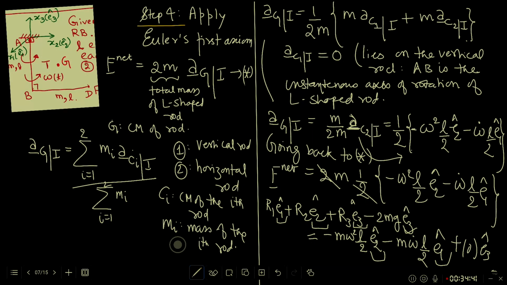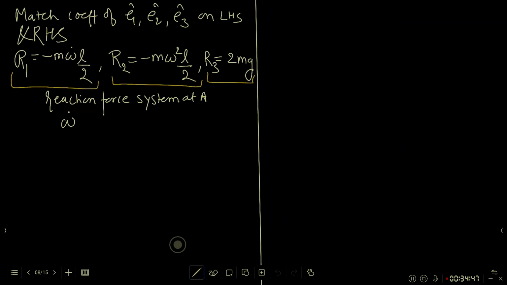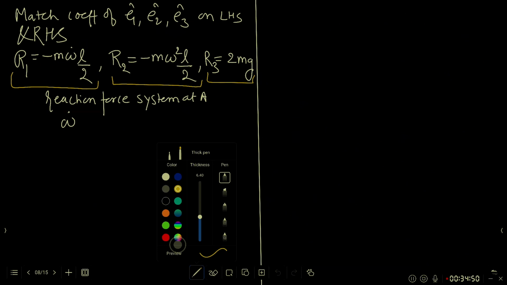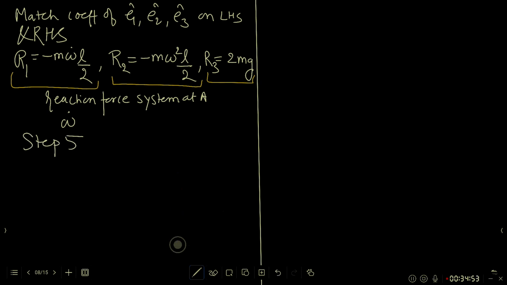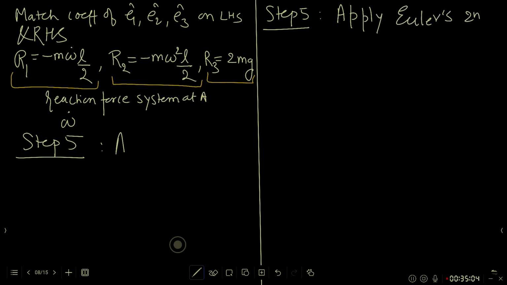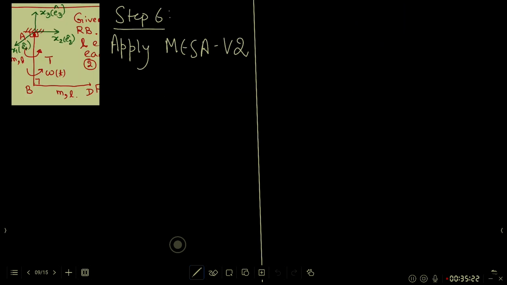Okay, so step 4, Euler's first axiom applied. Step 5, Euler's second axiom. Right here, step 5. Euler's second means MESA. And in MESA also I know I am going to apply V2, because I have already recognized in the very beginning that this is a type 2 problem. Since it is a type 2 problem, I have those equations handy with me.